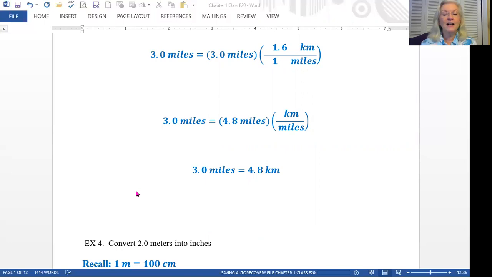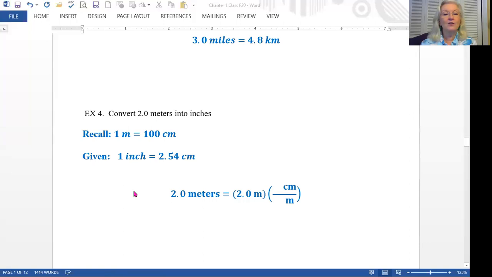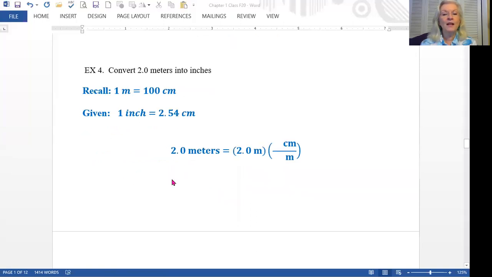Let's do a second example. So this is our 4th one for the chapter. I want to convert 2 meters into inches. So we need to remember that 1 meter is 100 centimeters. You're supposed to know that. And we will be given that 1 inch is 2.54 centimeters. So how do we set it up? 2 meters, which is what we were given, equals 2 meters multiplied by its conversion factor.